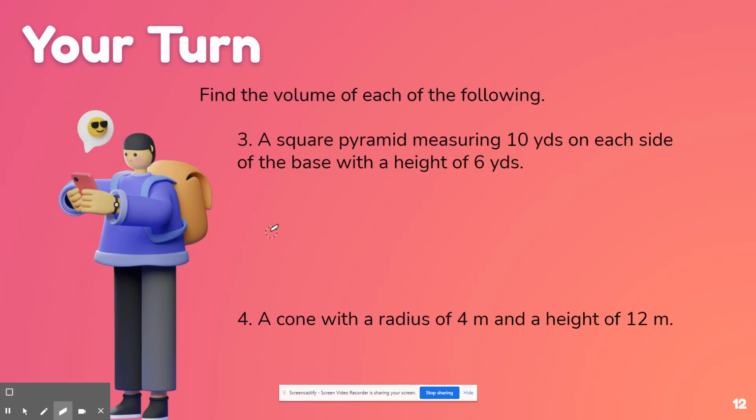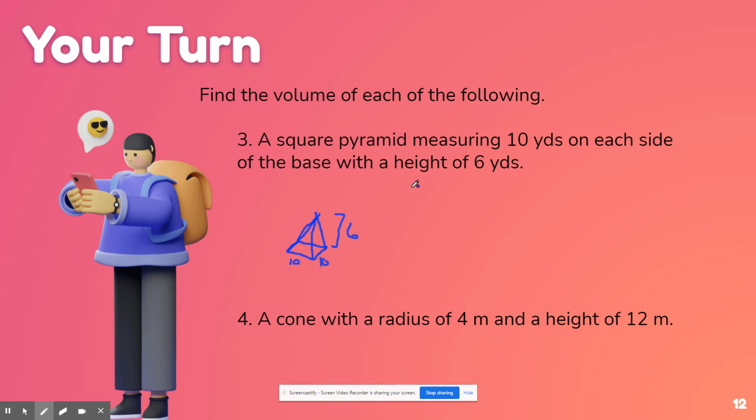Now, for this one, it says find the volume of each of the following. A square pyramid measuring 10 yards on each side of the base with a height of 6 yards. I don't know about you, but it's easier for me to draw these out. So what I would do is draw a square and then put a dot above it, and draw each one of the lines to it. I'm not an artist, so this isn't going to be perfect. So here's what we know: the height from here to the base is 6, and each one of the sides is 10.